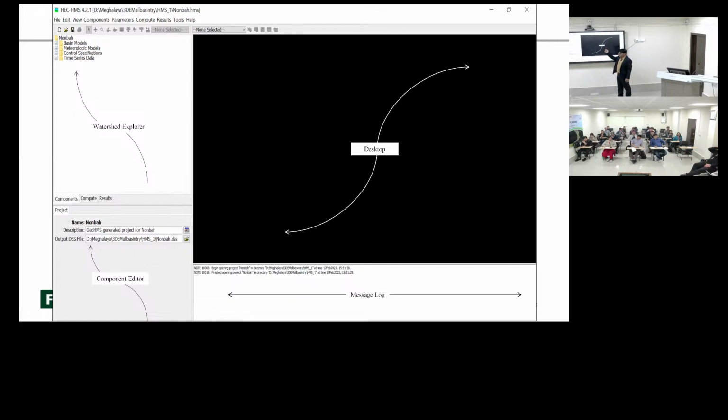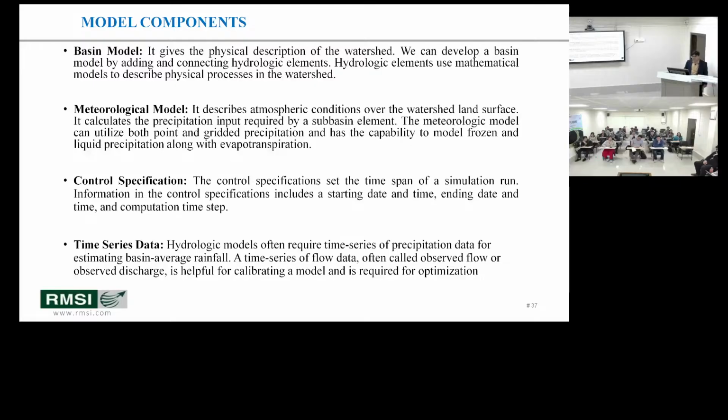The message log is where you are simulating the model. If there is any error in the data, then it will reflect the error here. If your model is successfully simulated, then you should get the message here. The message box is there. So this is the basic of the hydrological model.